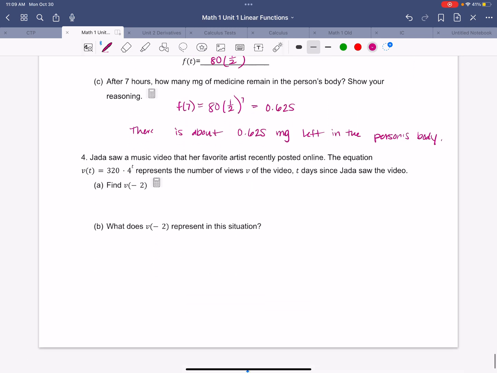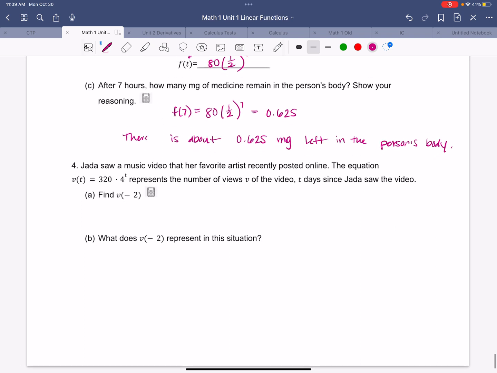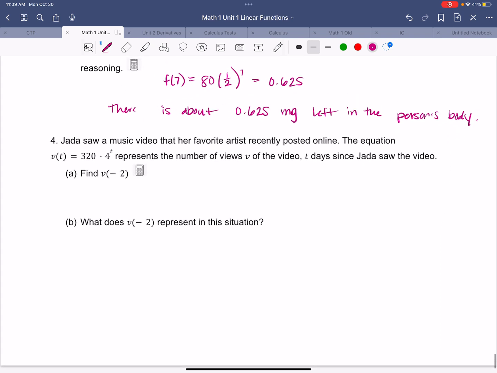Right, number 4. Jada saw a music video that her favorite artist recently posted online. The equation is given by V of t, which is 320 times 4 to the t, and it represents the number of views that the video got. We can understand pretty quickly that the growth factor is greater than 1, so I am definitely getting more views as time goes on. But t represents the day since Jada saw the video. So the question is asking about evaluating V at -2.